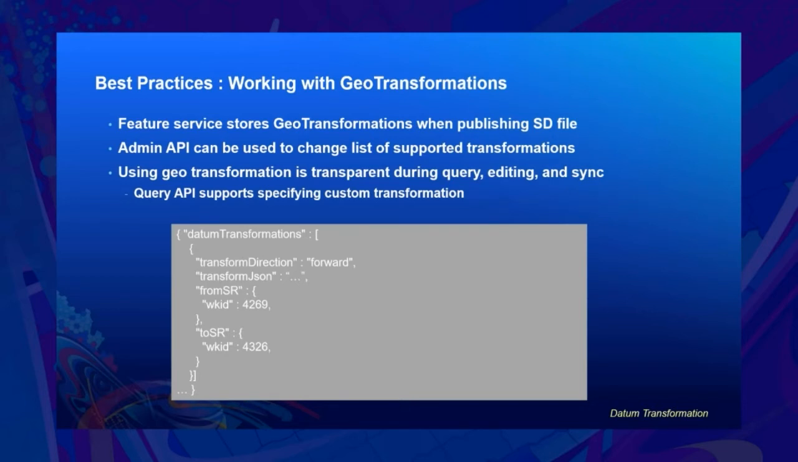So all the operation of data transformation is transparent to you during query, editing, and sync. And we added to that an extra parameter to the query to support custom transformation. So if you don't want to store that data transformation within your services, you'll get a chance to specify that at query time. And basically you can define a well-known definition of the data transformation. You can find that in the online help.